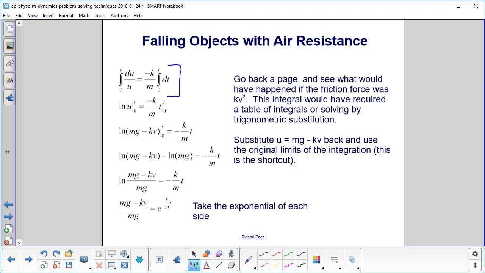But for this one, we're integrating du over u, which is ln of u, and we have to evaluate it between 0 and v, which we can't, right? That would be if we had integrated with respect to v.